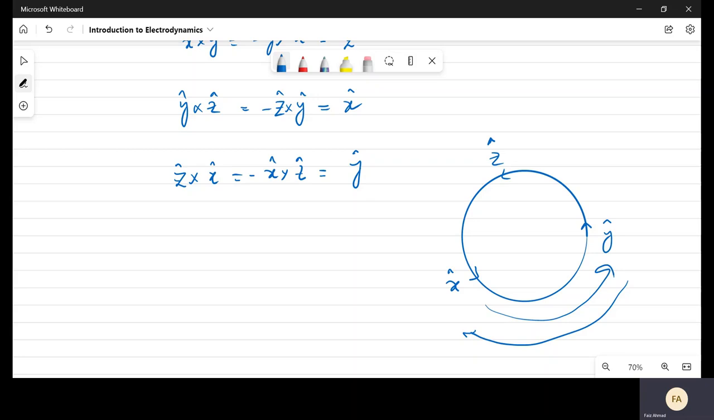And if I go the other way around, z cross y is minus x, y cross x is minus z, x cross z is minus y. So if I go clockwise, then I put a negative sign, and if I go anti-clockwise, then I use a positive sign.